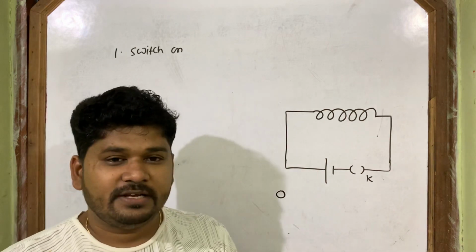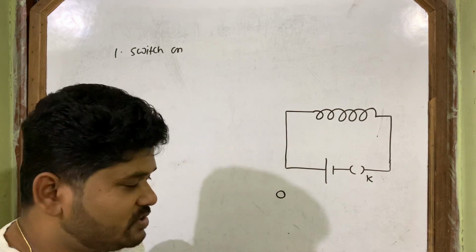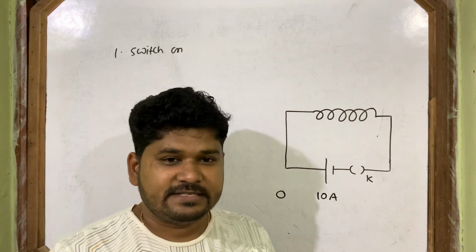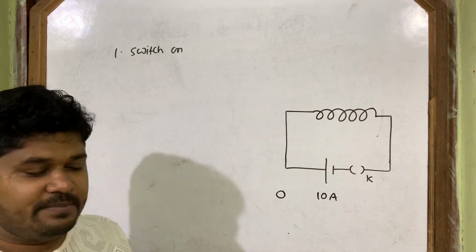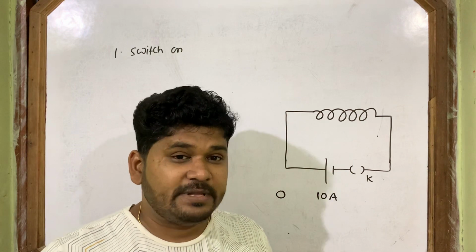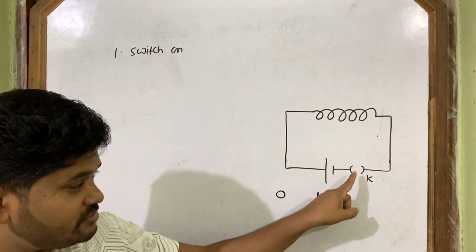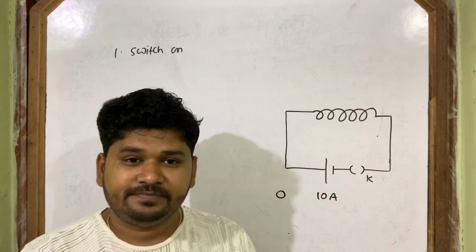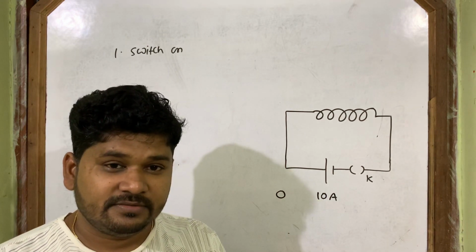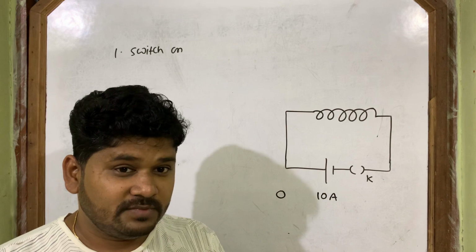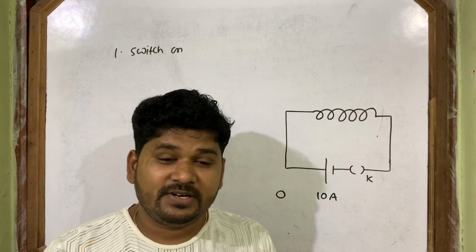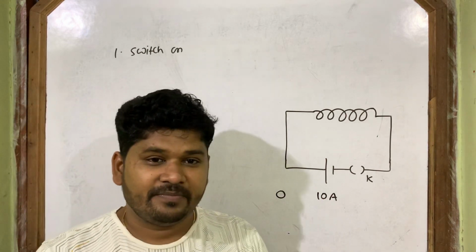This source provides a constant current. Suppose that constant current is 10 ampere. But the initial current was 0 ampere. Now it will be 10 ampere, and then the current remains constant. But when the switch is on, can the current suddenly become 10 ampere? It was 0. Is it possible? No. The current must increase from 0 to 10.